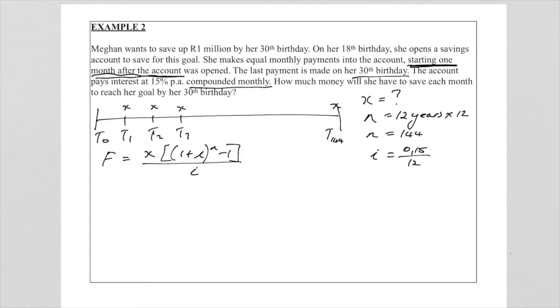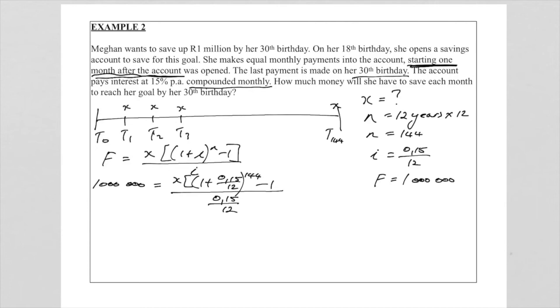You will also hopefully agree that F was given to us, the future value. And that was the 1 million Rand that she wants to save. So I substitute F with 1 million. X we don't know. And then I say 1 plus my i, 0.15 over 12. Exponent is 144 minus 1, and that is over 0.15 over 12. And now we want to solve for X.